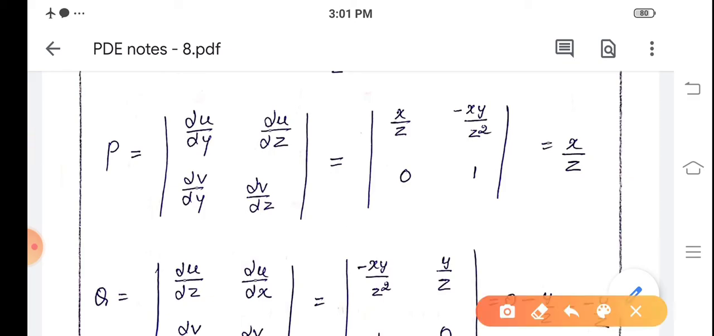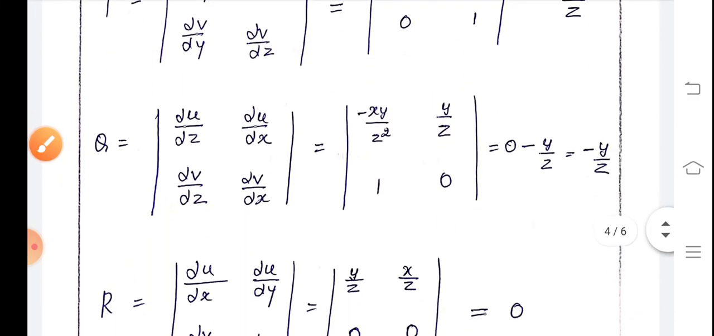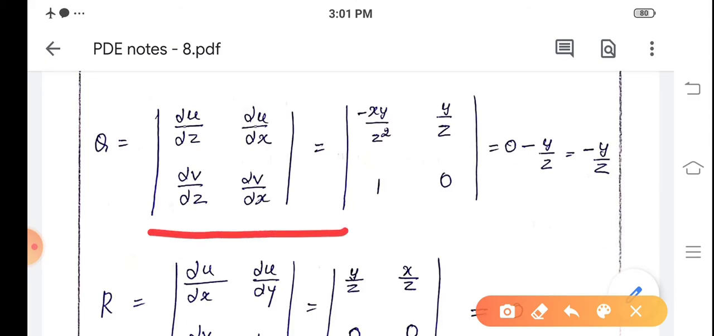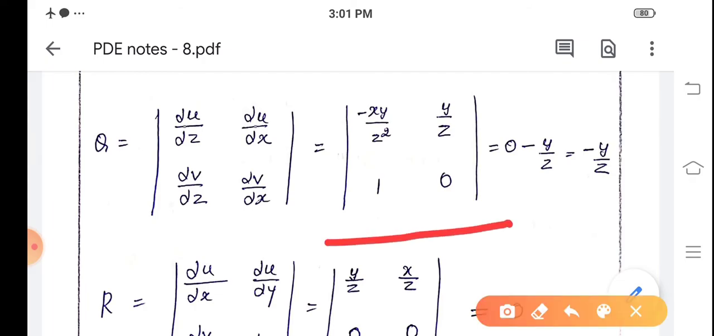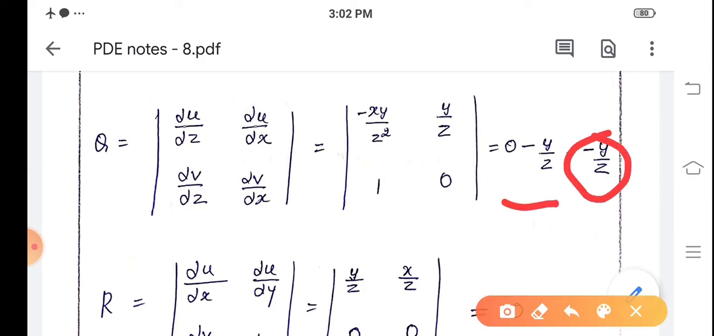So when we expand this, it is x/z into 1 minus this into this. That will be x/z. Next, q value is determinant of ∂u/∂z, ∂u/∂x, ∂v/∂z, ∂v/∂x. That will be determinant of -xy/z², y/z, 1, 0. When we expand this, it will be this into this minus 1 into y/z, or 0 minus y/z. That will be minus y/z.